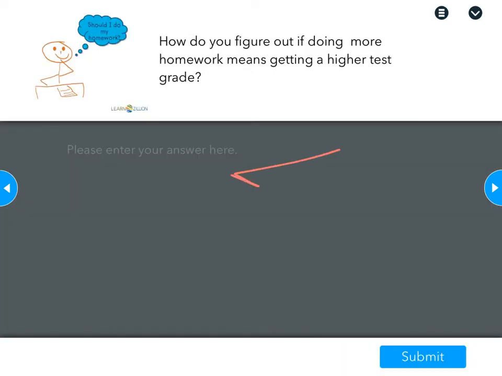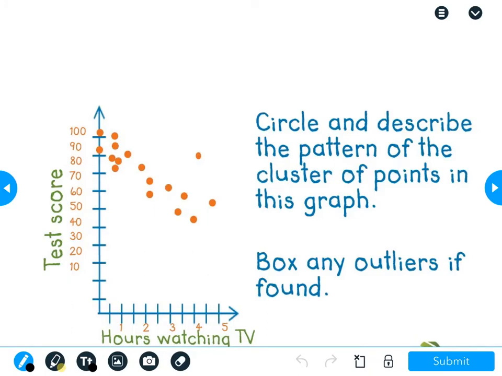So you're going to type in an answer here. How do you figure out if doing more homework means getting a higher test grade? You may want to track your homework assignments to see if your test grades go up. So just come up with some kind of response. There's really no right or wrong for this. And I'll show you a few more slides.